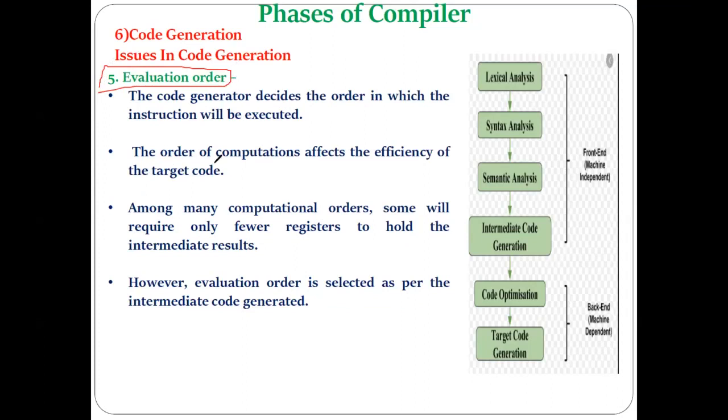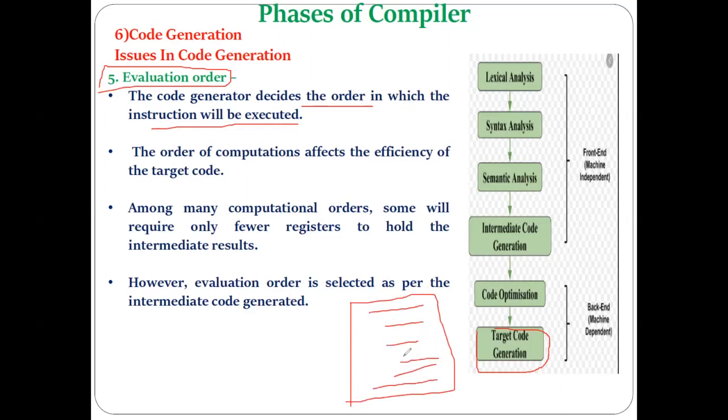Now another task done by the code generation phase is deciding the order in which the instructions will be executed. Your program has a large number of instructions. In which order should these instructions be executed? From the top side, from the bottom side, from the middle side?